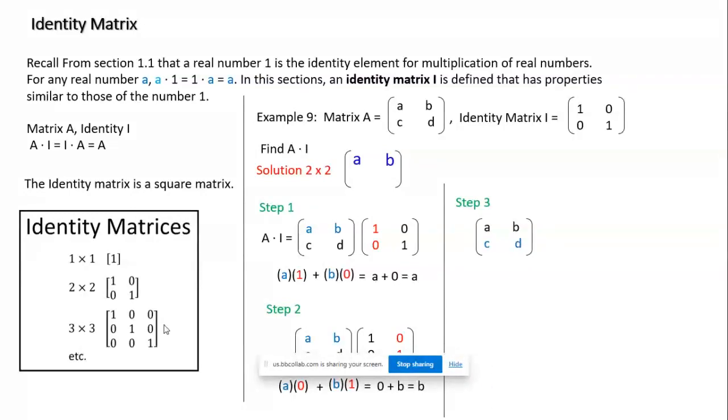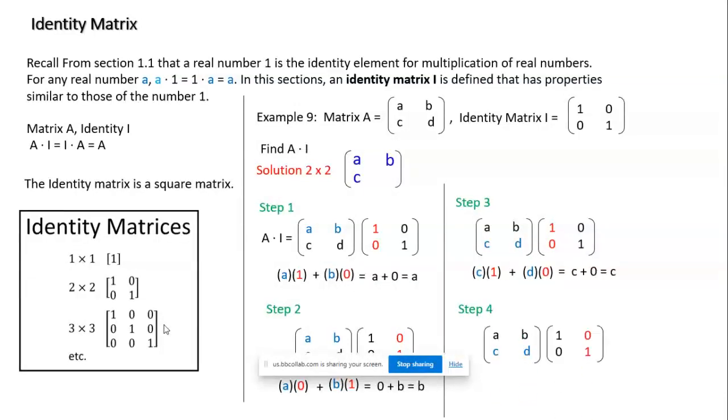Now let's do row 2 with column 1. So C times 1 plus D times 0. C times 1 is C, D times 0 is 0, C plus 0 is C. That goes there. And then the last multiplication, row 2, column 2, address 2, 2, multiplied with the second column of my identity, 0, 1. So we have C times 0 plus D times 1. C times 0 is 0, D times 1 is D, 0 plus D is D, and that goes there. And voila.